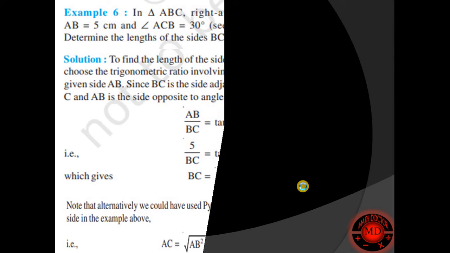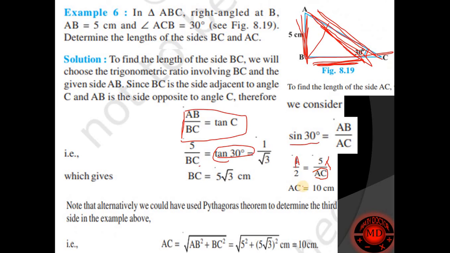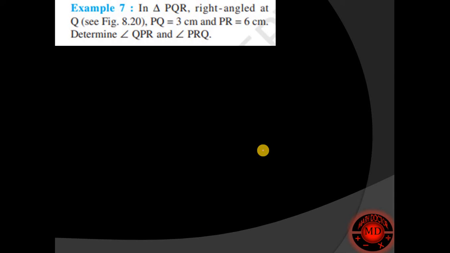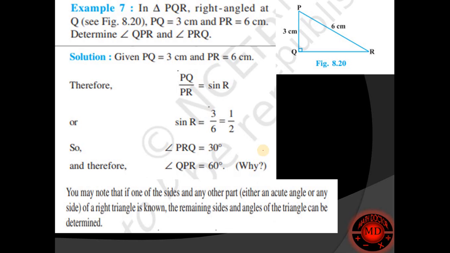So that's the idea. We can also find it using the Pythagoras theorem, so AC equals AB square plus BC square, which is equal to 10. So that's the idea, I would say. So this is also a question. I hope you understand it perfectly.